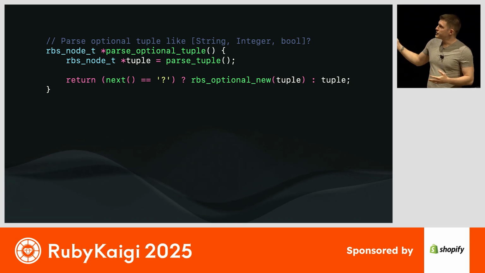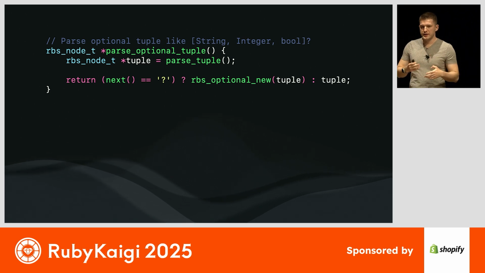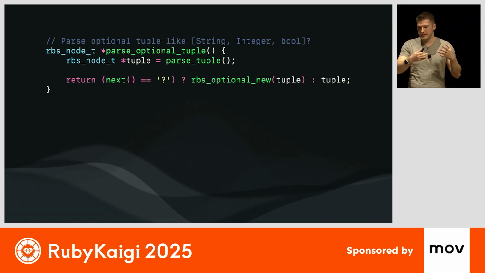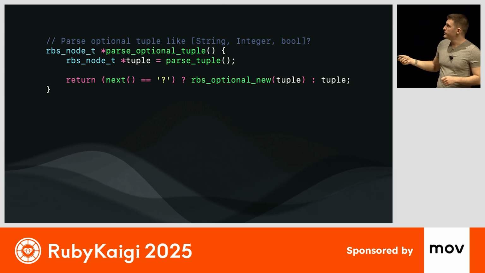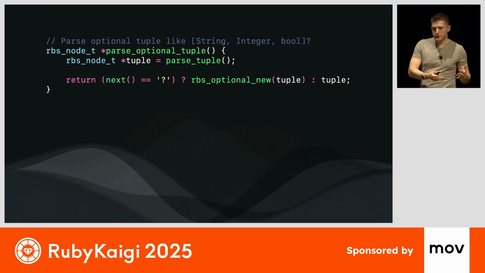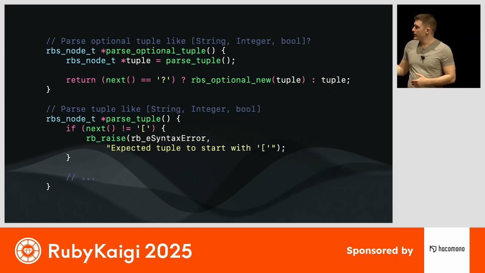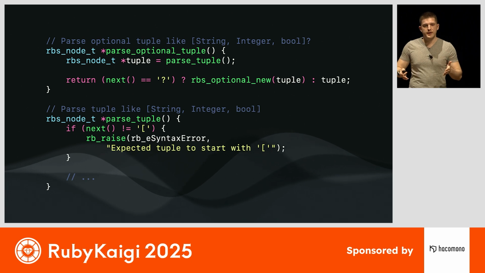Here we have a fictional function called parse_optional_tuple. A tuple in RBS is just a fixed length array of potentially different types. So for example, you might have a tuple of a string, an integer, and a bool that can be packed together. An optional tuple is just a type that describes either those things or nil. So you could have either value be passed to a parameter of this type. So we'll see that to parse an optional tuple, well, first we're going to parse a tuple, and then we're going to see, is it followed by a question mark? If it is, then we have an optional tuple. If it's not, we have just a regular tuple. Looking into the implementation of parse_tuple, we'll see that one of the first things we're going to want to do is assert that we have an opening square brace as the first character.